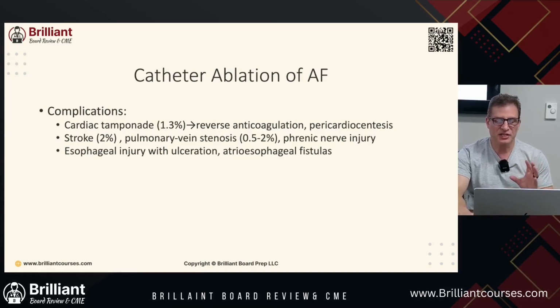This is a big change. These complications are going to go away, so we're going to have more of a plus side and less of a negative side over time because the technology has gotten better in catheter ablation for atrial fibrillation.